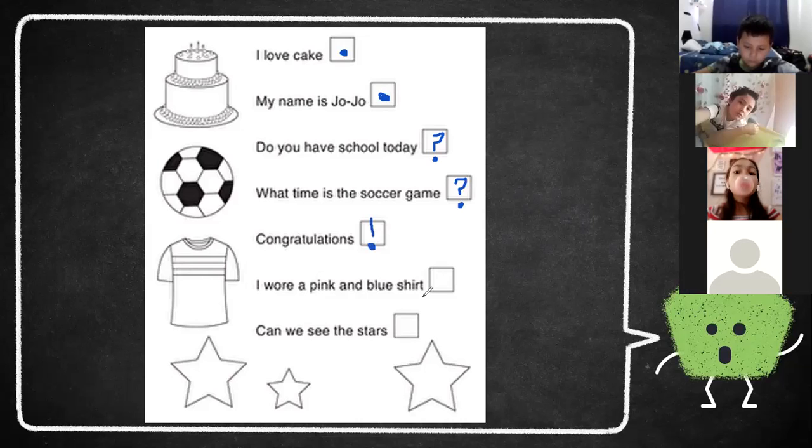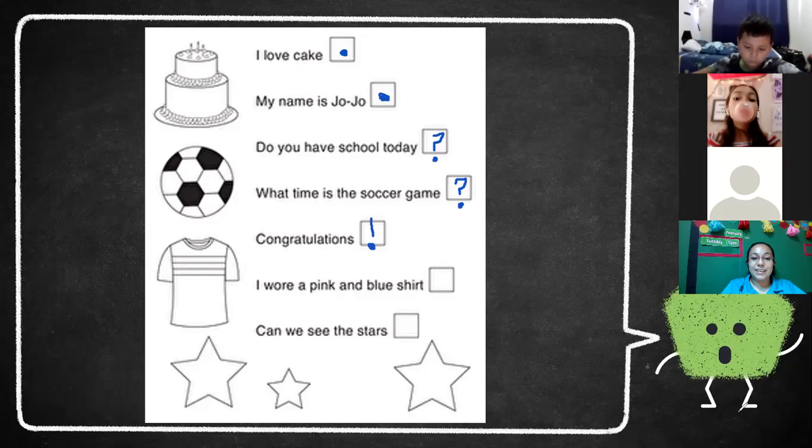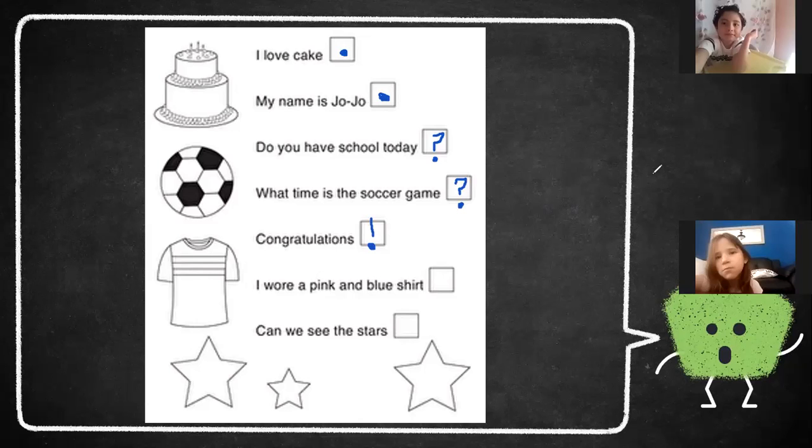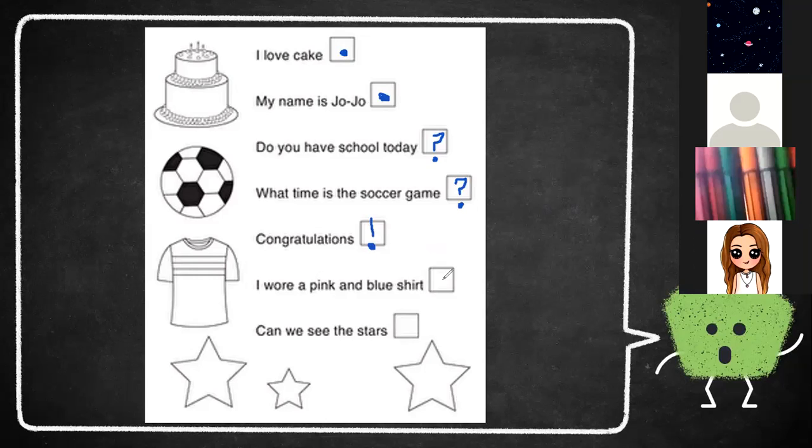Good job. Next one. I wore a pink and blue shirt. Okay. Luisa, hello. Tell me. I wore a pink and blue shirt. What is that? Period, exclamation point, or question mark? Period. Period. Exactly. Yes. This one is a declarative sentence.